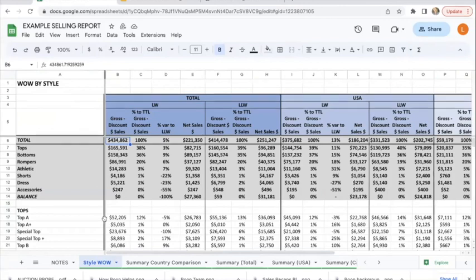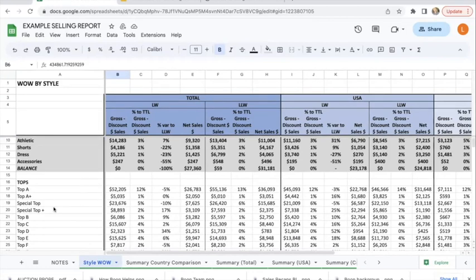So this tab, the style week over week, is where you can understand what happened last week and then how does that compare to the week prior. So this helps you to see sales builds from week to week, see those trends both at a total level, but then also within categories. Maybe one category is picking up, another one is trending down. And then you can scroll down and understand it by specific style as well.